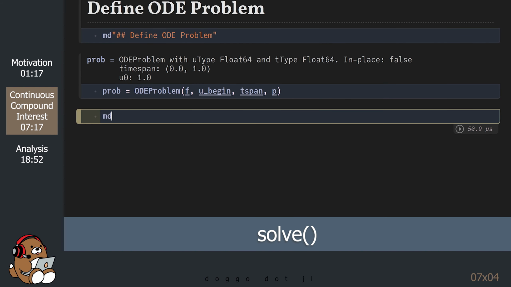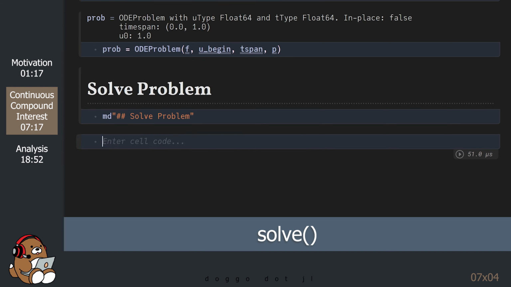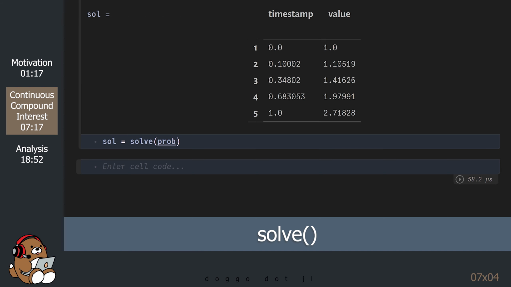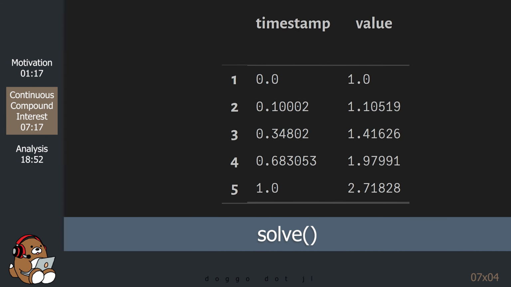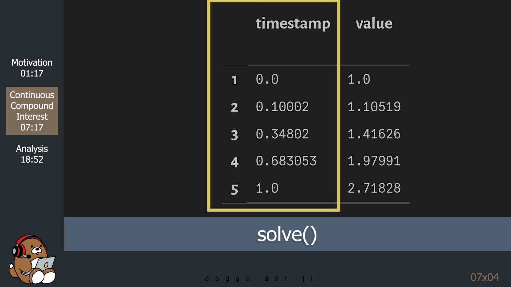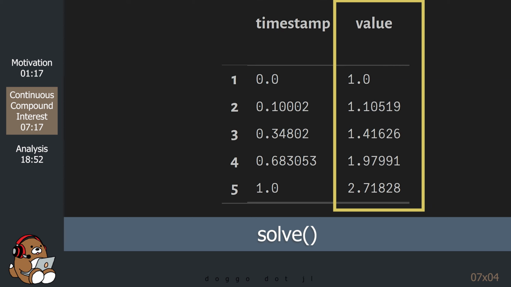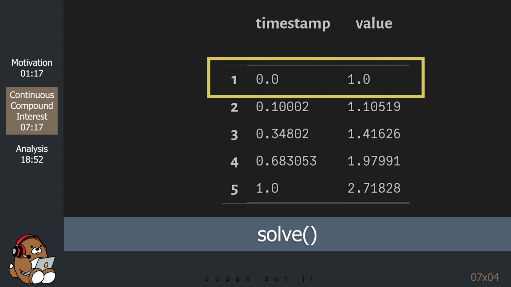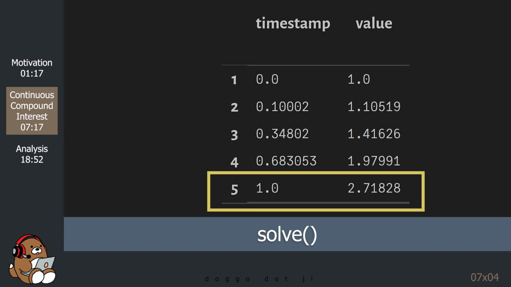Now that we've defined the problem, we can solve it by using the solve function from the DifferentialEquations package. I know it doesn't look like much, but this output is the solution to our differential equation. The first column contains some values for time, and the second column contains values for the bank account balance at those timestamps. So at time 0, the account balance is $1, which is just our original deposit. And at time 1, the account balance is around $2.72.